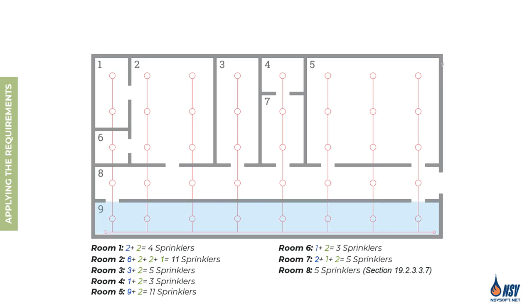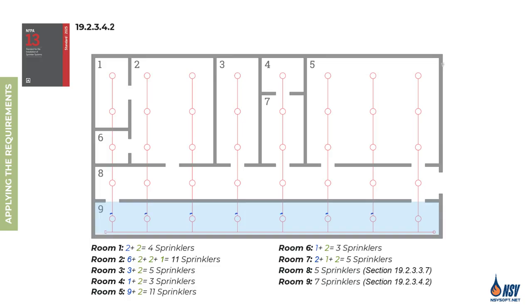For room 9, Section 19.2.3.4.2 states that when an area is protected by a single line of sprinklers, the design area must include all sprinklers on that line up to a maximum of 7. It should be noted that corridors with a single line of sprinklers are limited to a maximum of 5 sprinklers because corridors typically contain minimal combustible materials to support safe evacuation. However, long rooms with a single line of sprinklers have a higher fire load, so a total of 7 sprinklers must be considered.